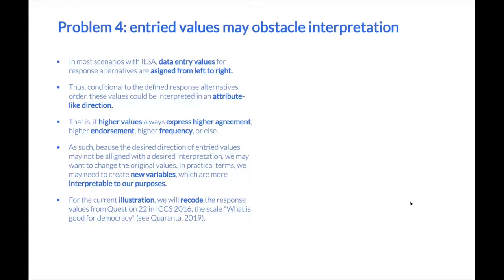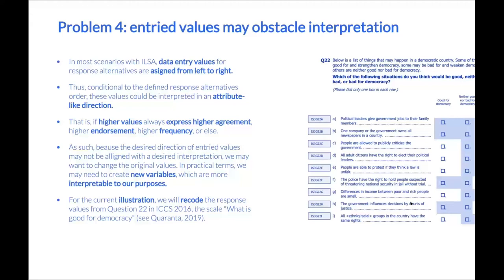So this is an applying example. The idea here is that for the case of the SDG, we needed to classify students regarding their endorsement of civil rights. In this case, in the SDG framework it is labeled as freedom of speech, but within the literature, this scale is treated as what is good for democracy.